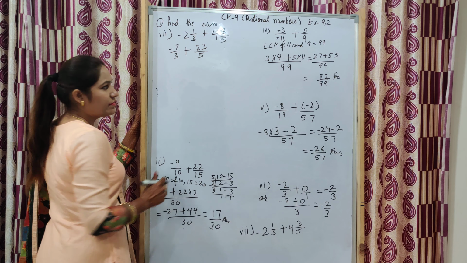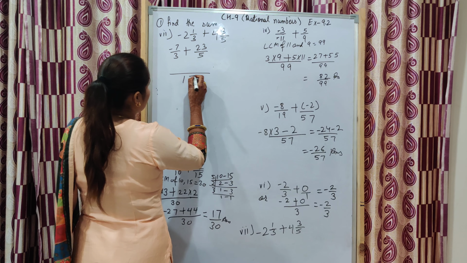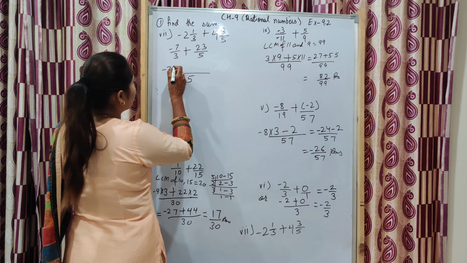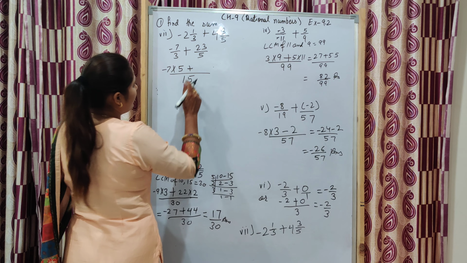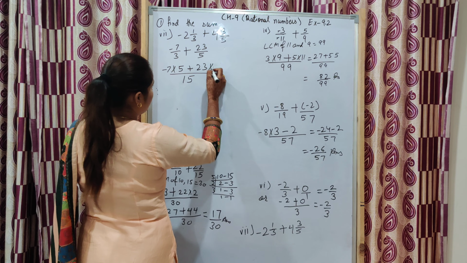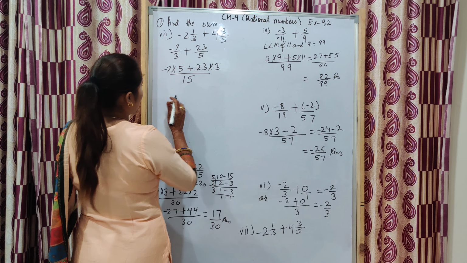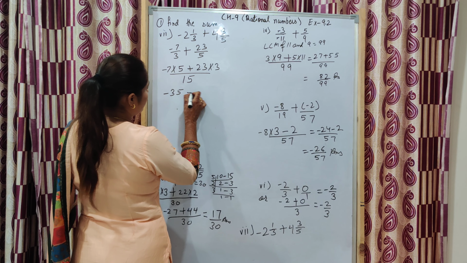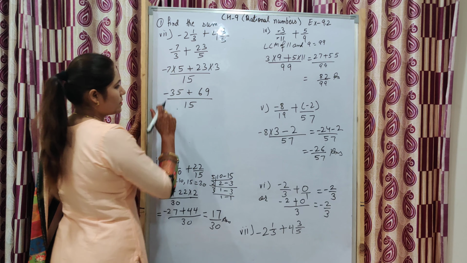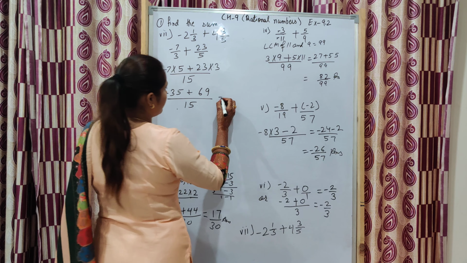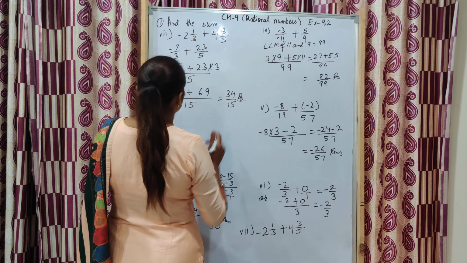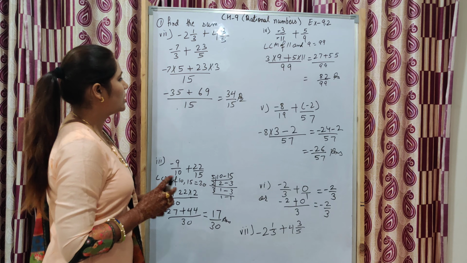LCM of 3 and 5, that is 15. Now 15 divided by 3, that is 5. 5 multiply with minus 7. 15 divided by 5, you will get 3. 23 multiply with 3. Now we will solve it. Minus 35. Now plus minus minus, sign is of the bigger term. 34 upon 15. That is our answer. It was question number first.